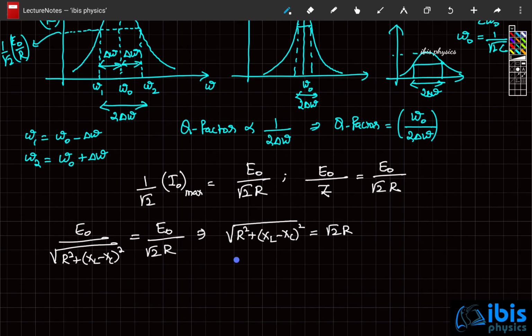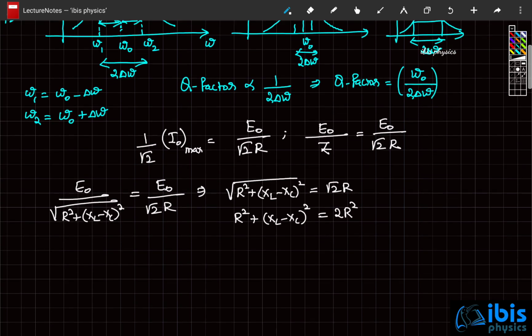When you take square, it is R square plus (XL minus XC) the whole square equal to 2R square. When you subtract this and take square root, (XL minus XC) the whole square equal to 2R square minus R square, which is R square. When you take square root, the next step is XL minus XC equal to R.